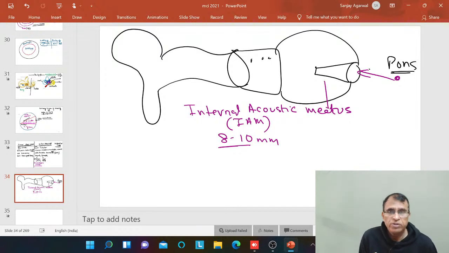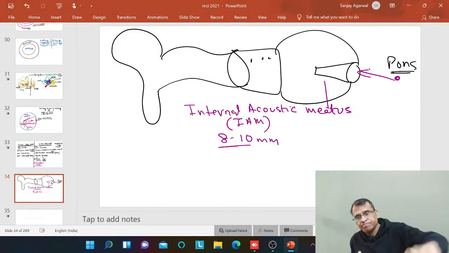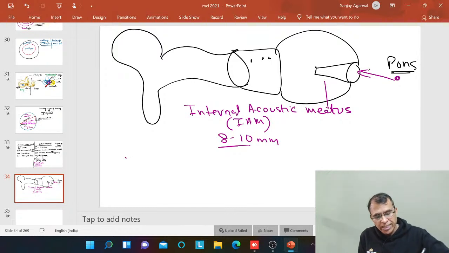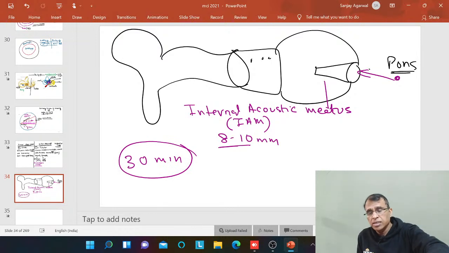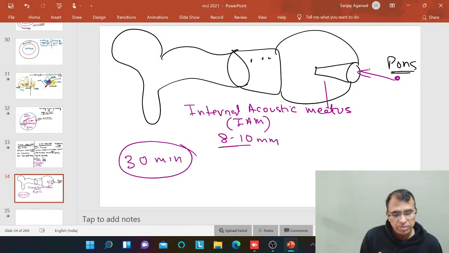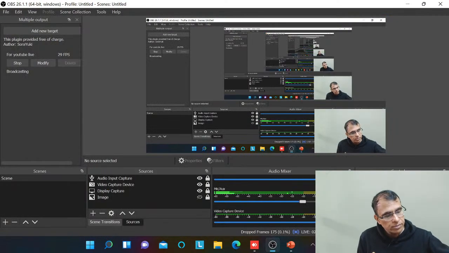And the last thing in the anatomy we'll discuss is the nerves of the ear. But we'll take a break first. We'll take a 30 minutes break. Usually I take 20 minutes break, but I'll rest a little bit. I'll eat some medicines and I'll go to the washroom and all that. So I need to prepare myself. So I'll take 30 minutes break. We'll come back and start with the nerves of the ear, basically. Okay.